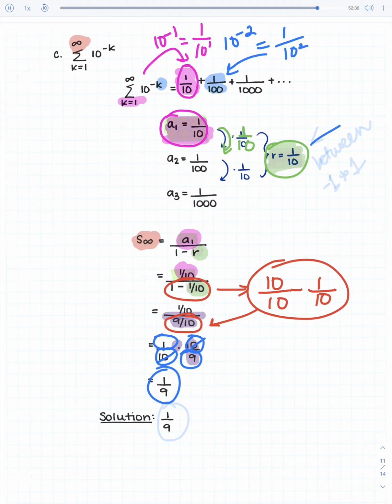So again, this converges. Why did it end up converging? Because your R was between, just like on previous problems, -1 and 1. What it actually ended up converging to was 1/9.